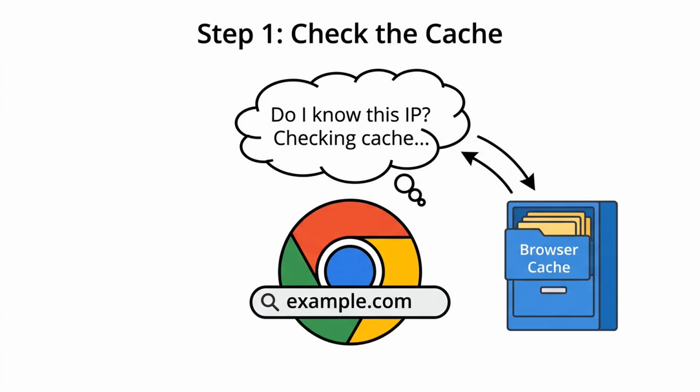Alright, let's walk through exactly what happens when you type example.com into your browser and hit enter. First, your browser needs to find the IP address for example.com. It starts by checking its own memory, called a cache. It asks itself, hey, have I visited this site recently? Do I already know the IP address? If yes, great, it uses that. If not, it starts asking around.